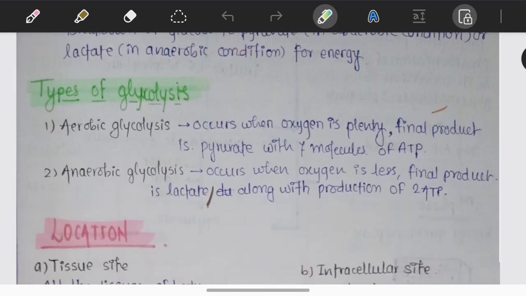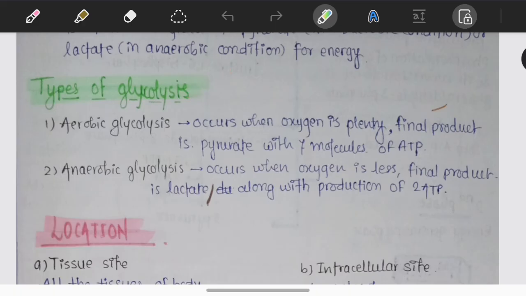Next, see the types of glycolysis: aerobic and anaerobic. Aerobic glycolysis occurs when oxygen is plenty. The final product is pyruvate with 7 molecules of ATP. And anaerobic glycolysis occurs when oxygen is less. The final product is lactate along with production of 2 ATP.